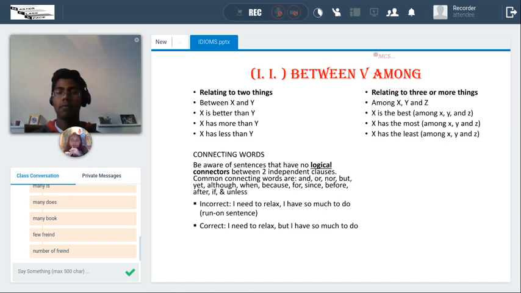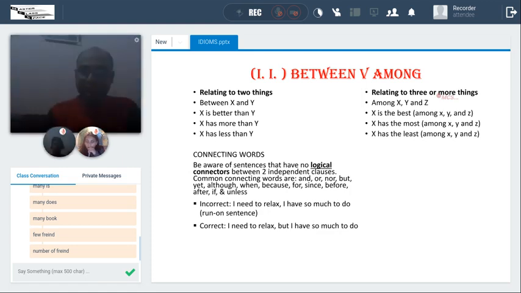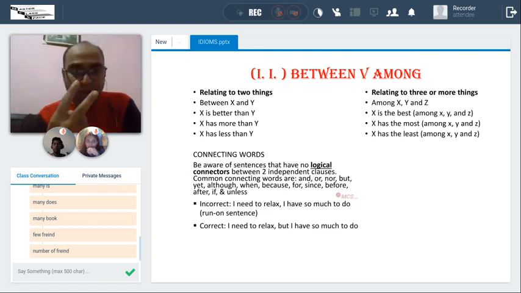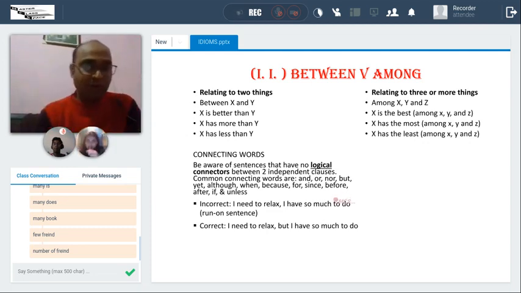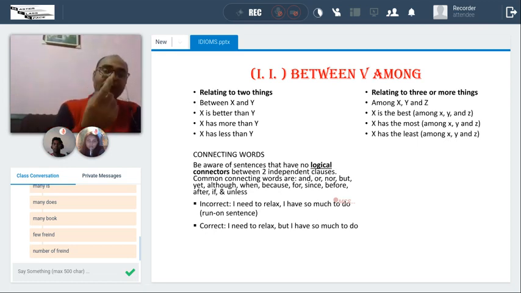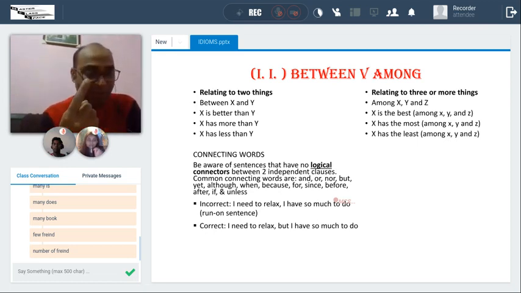So the point was, whenever we talk about between, in that case, only two entities. But remember, when we talk about among, there can be either one or more than two. Either one or more than two, it can be three. So between x and y, but when it is among x, it will always be a countable noun and it should be plural.